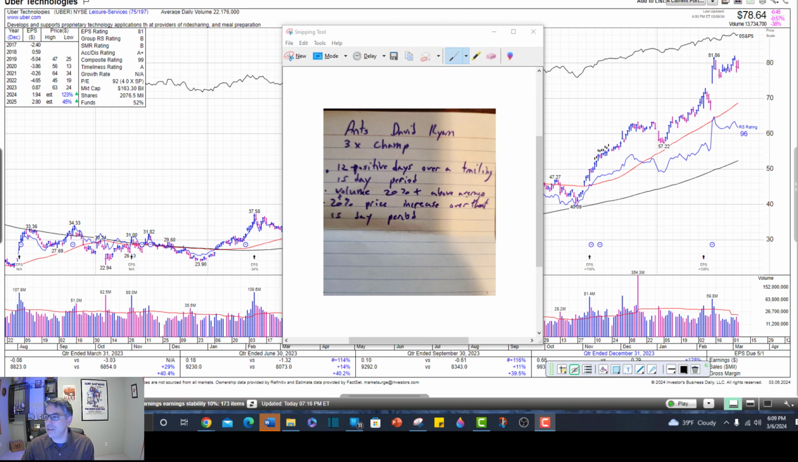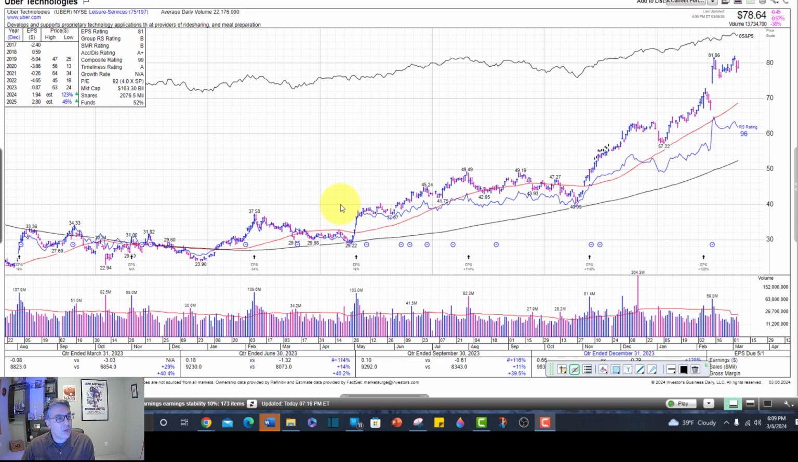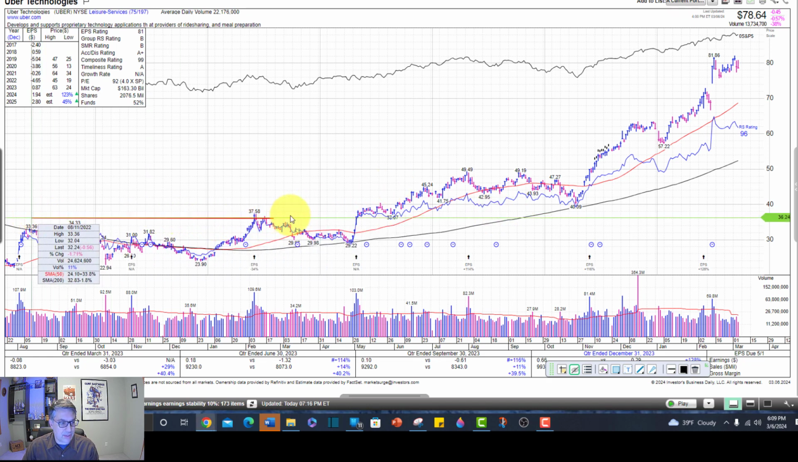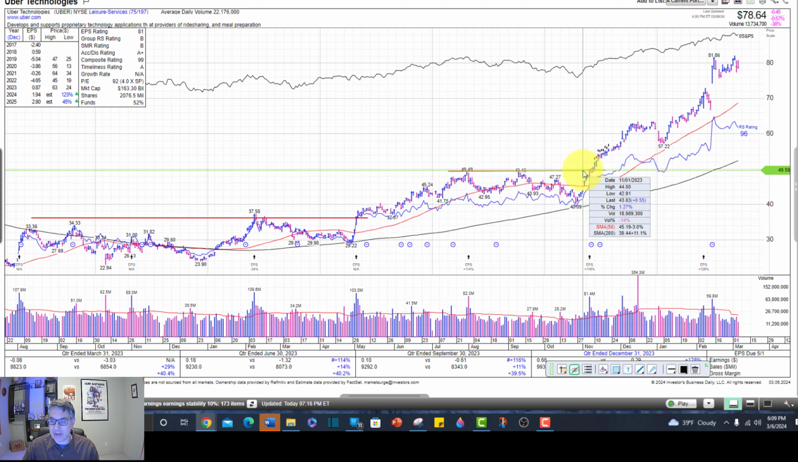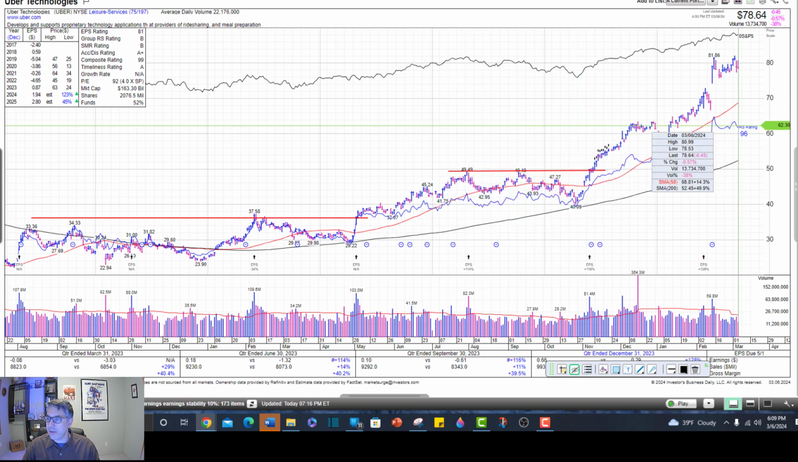So what does this look like in the wild? Here is the 1-year chart of Uber Technologies. And here you see, this is kind of a base on base. You got a base right about there, and you've got a base right here. So here we have the breakout, and the computer has started putting in these ANTS. This is why it's called ANTS, because people, and now the computer, put in these tick marks. That means at least 12 of the last 15 days have been up.